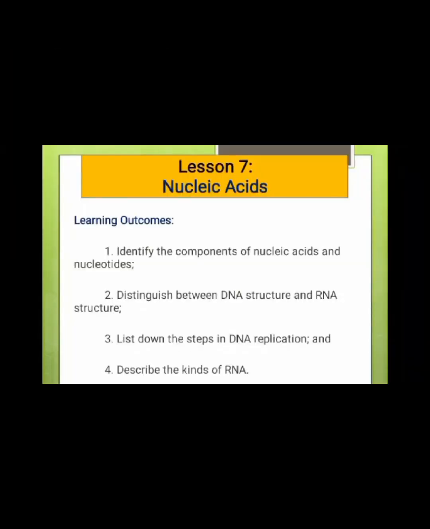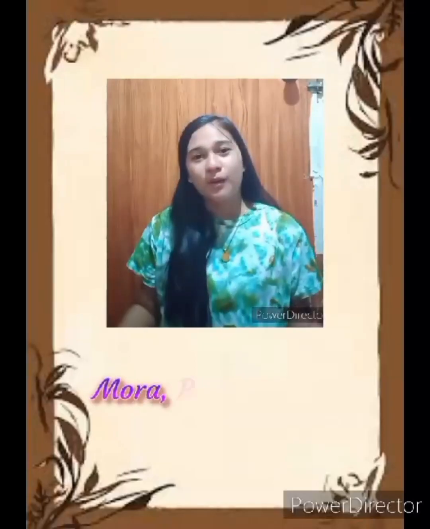So, lesson 7, nucleic acids. There are 4 learning outcomes. First, identify the components of nucleic acids and nucleotides. Second, distinguish between DNA structure and RNA structure. Third, list down the steps in DNA replication. And the fourth is describe the kinds of RNA. So, let's start.